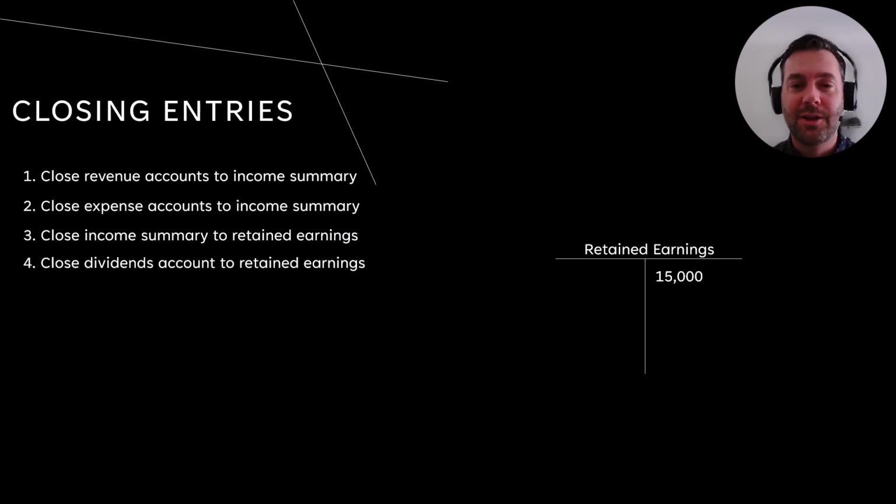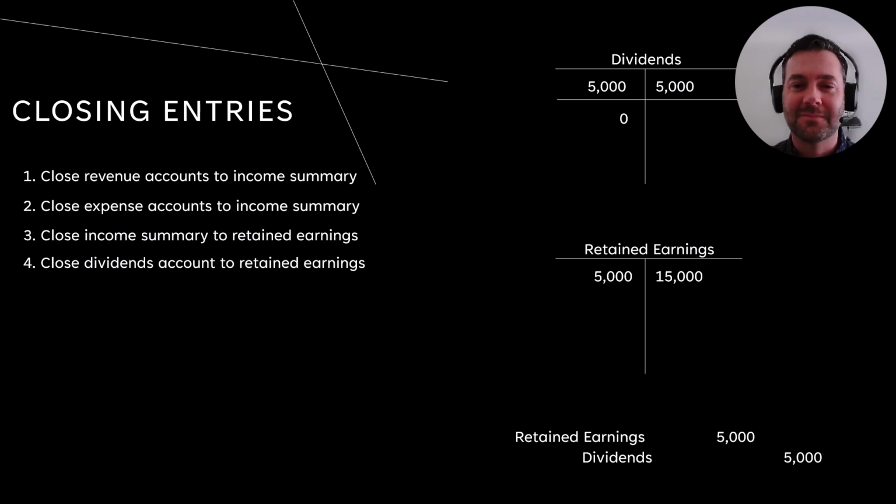And the very last step is to close the dividends account to retained earnings. To be able to zero out that account, we're going to debit retained earnings for the amount of the dividends. We have $5,000. I'm sorry, not debit, we're going to credit the dividends account for the amount of the dividends. Dividends has a $5,000 debit. We will therefore credit that account to get it to zero and debit retained earnings $5,000. Our journal entry looks like this. Debit retained earnings $5,000, credit dividends $5,000.